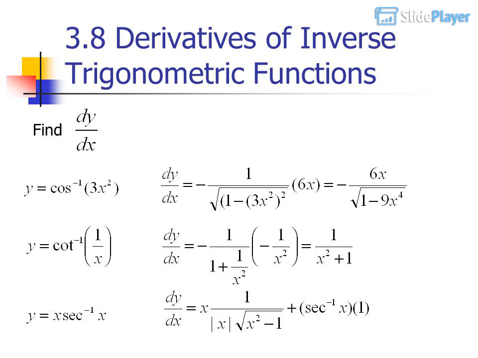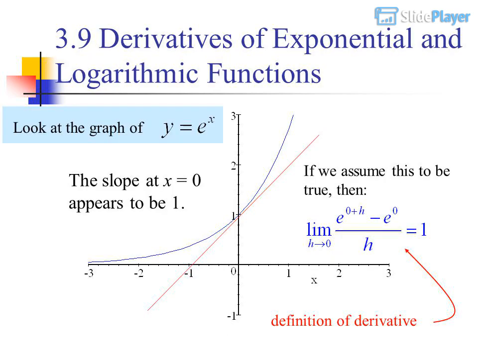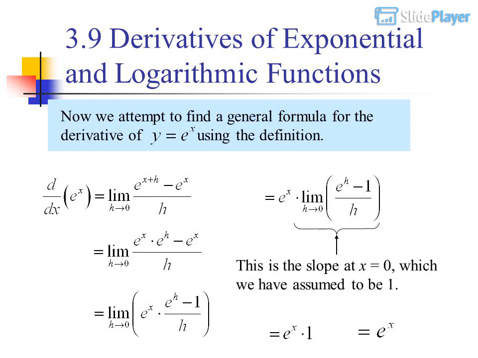3.9 Derivatives of exponential and logarithmic functions. Look at the graph of e^x. If we assume this to be true, then the slope at x equals 0 appears to be 1. Definition of derivative. Now we attempt to find a general formula for the derivative of e^x using the definition. This is the slope at x equals 0, which we have assumed to be 1.